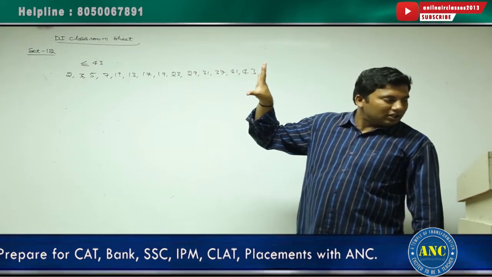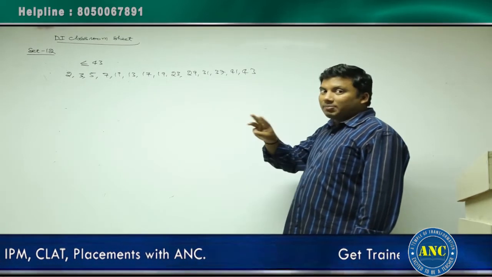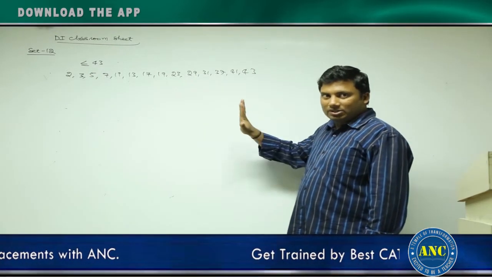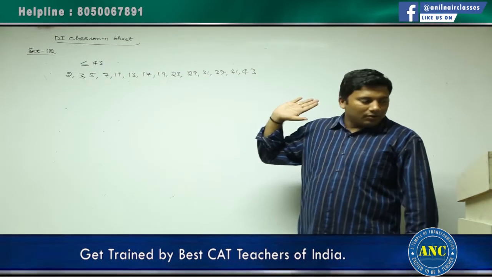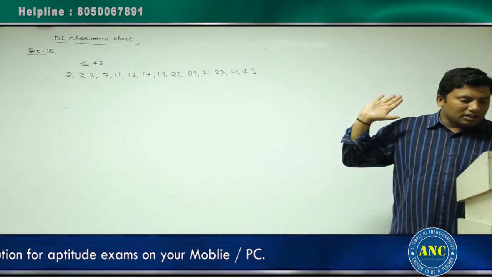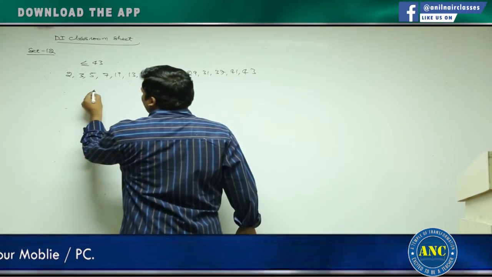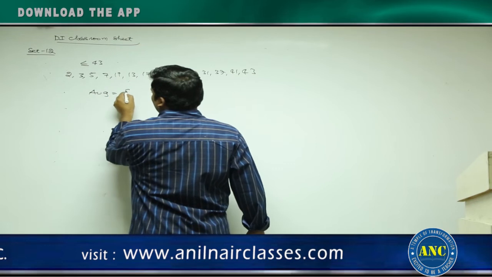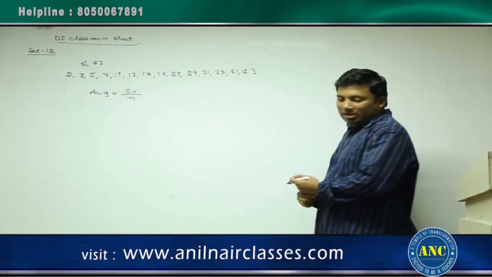How many players are there in total? 11 players. But I got 14 prime numbers. That means 3 prime numbers I need to erase. What is another point? What was the average of their goal scores? Average is equivalent to Sn by n.